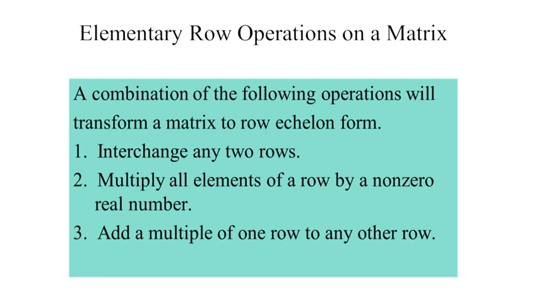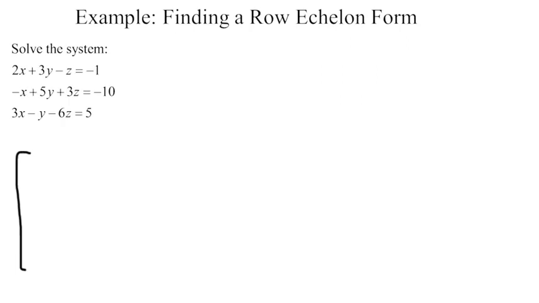So these are the 3 basic operations that we can perform on a matrix to write it in row echelon form. Now we're going to go through an example of writing a matrix in row echelon form. So suppose we have the following system of linear equations. Okay, we have 3 different equations and 3 different variables.